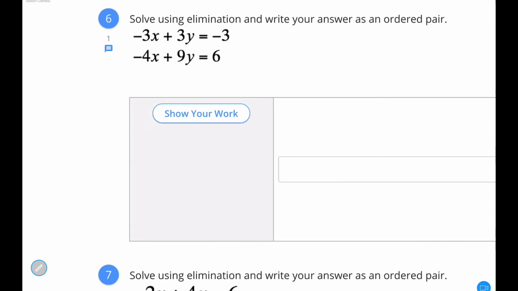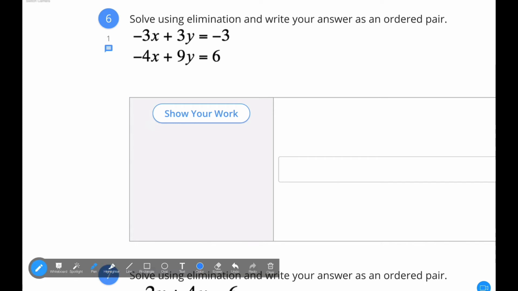The goal is to eliminate one letter. So let's say I want to eliminate x, which means the first thing I need to do is make sure the numbers in front of x are the same. That's the first thing. The second thing I need to make sure is that one is positive and one is negative, so I can cancel them out.